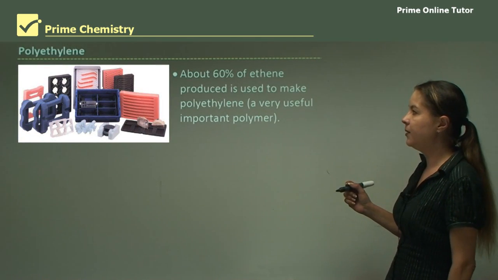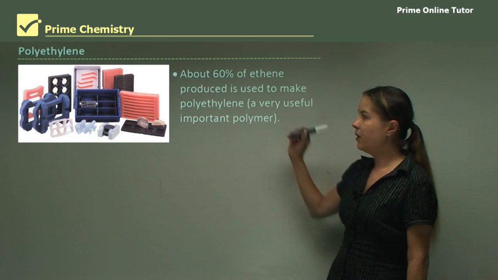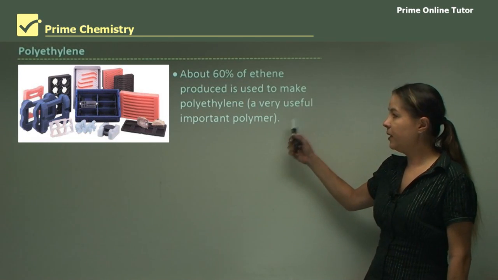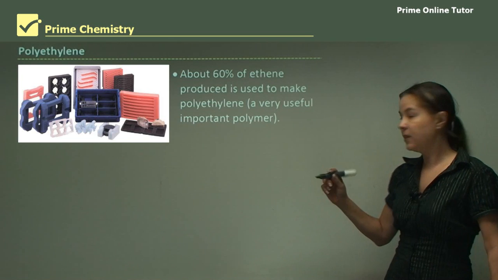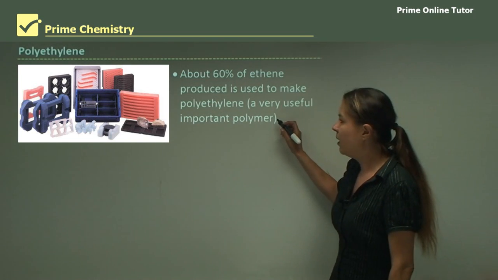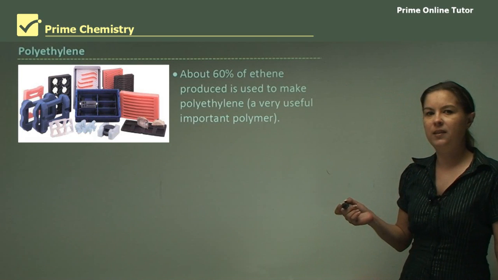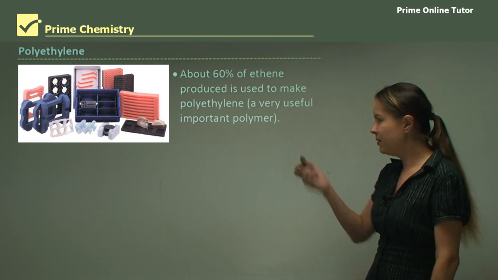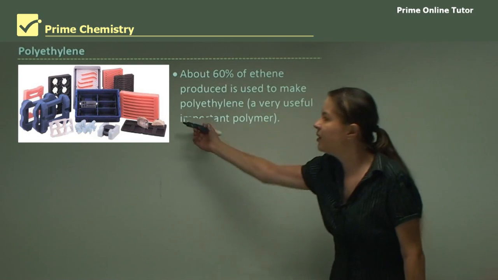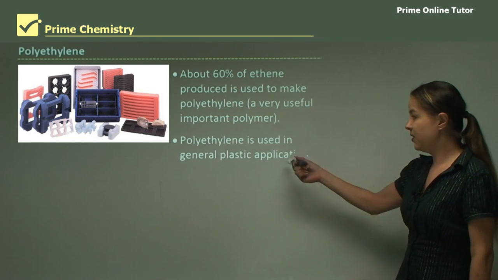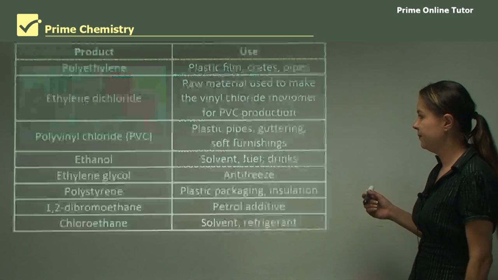So looking at polyethylene, about 60% of ethene is used to make polyethylene, which is a very important and useful polymer. And I can tell you that I've got plastics all around me, we all do, and I couldn't actually imagine life without plastics because we use so many of them. Packaging, pens for example, all sorts of things, like in this picture here. So it's used in general plastic applications.